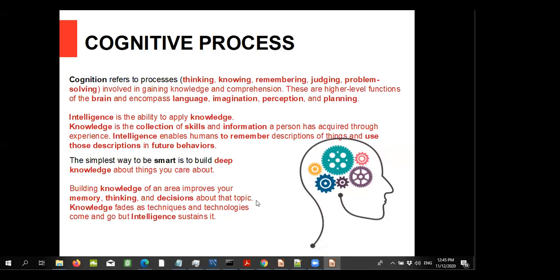And this is what we want our agents to have. Whether it's a physical agent as a robot or a virtual agent as your algorithm, we are talking AI and we are heading to knowledge graph. Intelligence is the ability to apply knowledge. Now I'm going to break it down. Intelligence is the ability to apply knowledge. Knowledge is a collection of skills and information a person has acquired through experience. That one you can understand. It is that information that we have acquired over time that, when we apply it, makes us intelligent. Intelligence enables human beings to remember the description of things and use those descriptions in future behaviors. This you can align with.